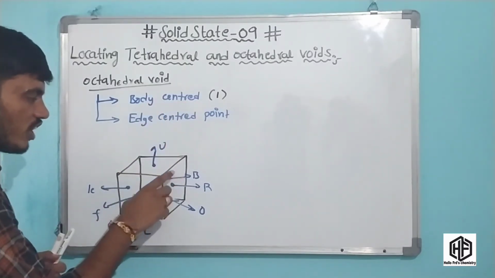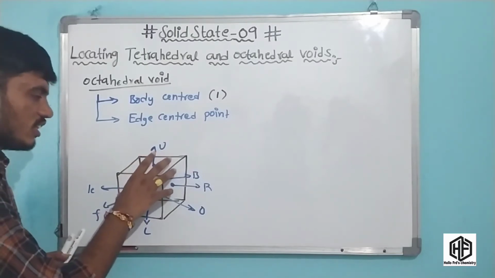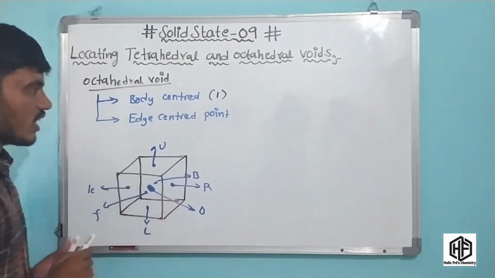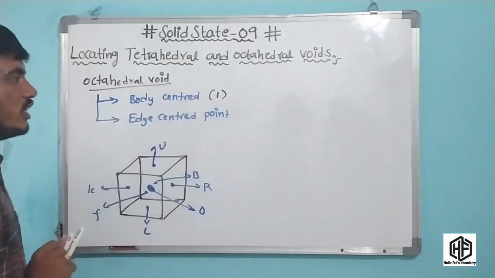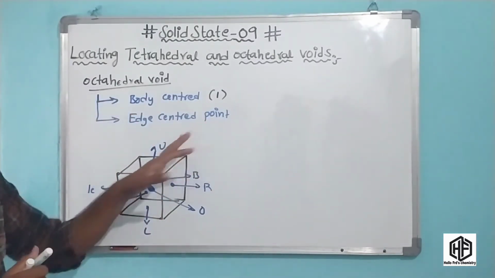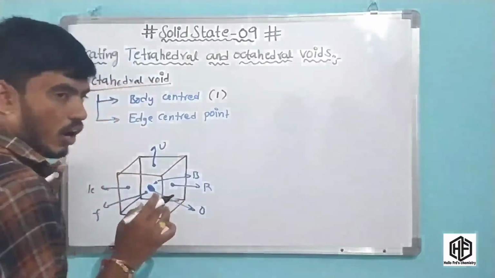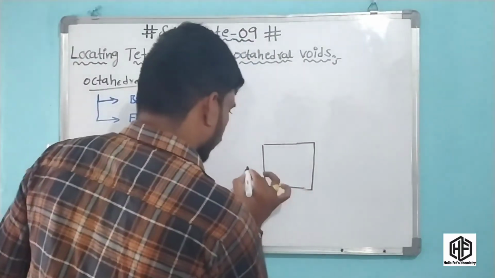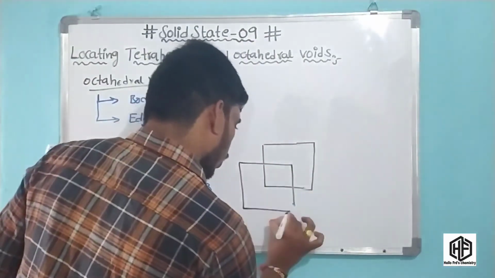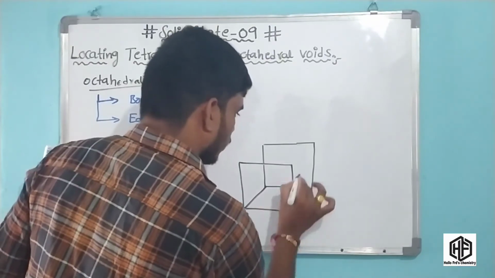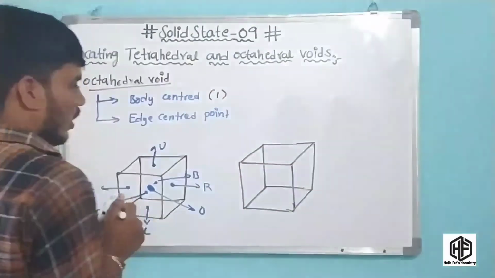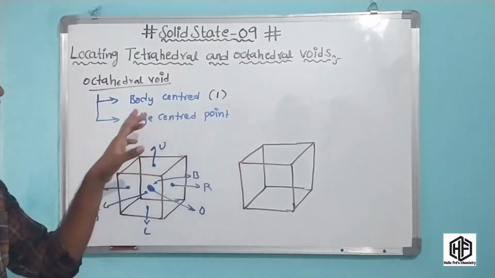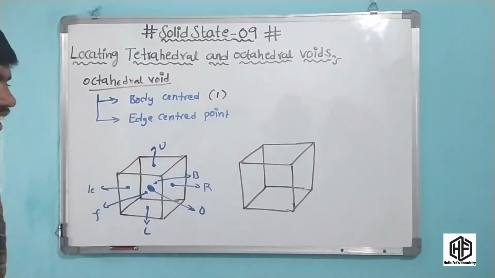Okay friends, six faces, six atoms are present there. These six atoms form one void. That void is called an octahedral void. In the body center, one void is present, and then the edge centered point. Now we have to consider the same cube like this. This cube and the edge centered point. You know that in face centered cubic close packing, another octahedral void is present at the edge centered point.